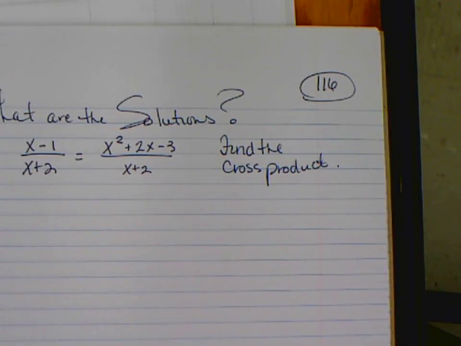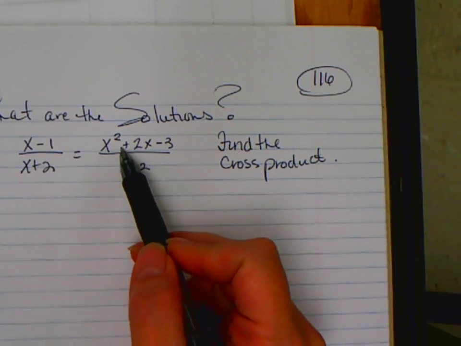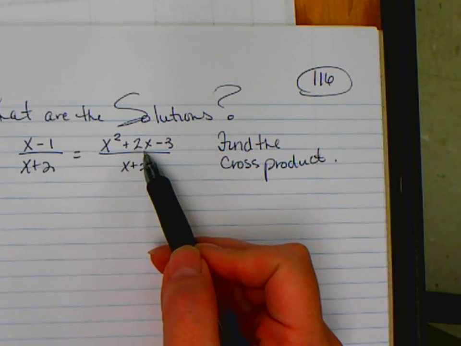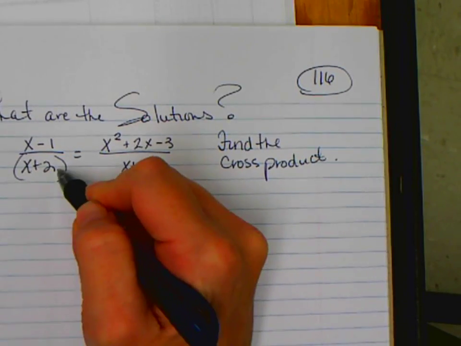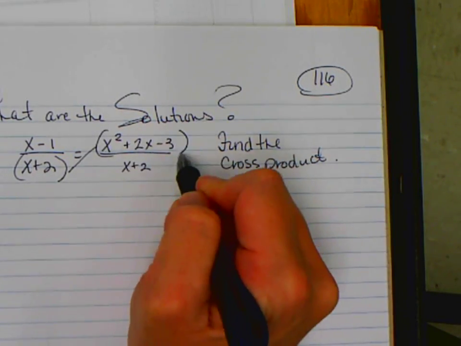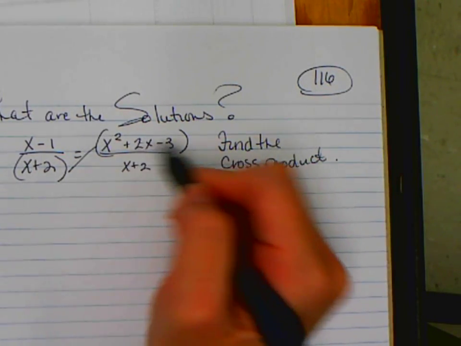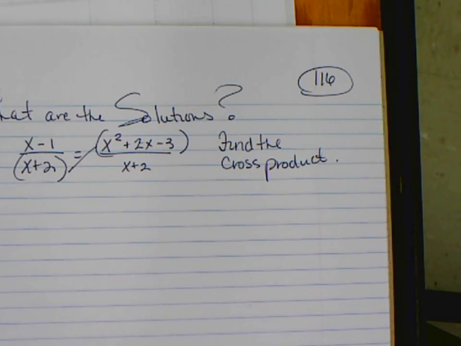Now, if I'm going to use this method, I probably would not factor that numerator. Because when I do the cross product, I'm going to multiply x plus 2 times x squared plus 2x minus 3. If I factor that out, I'm going to have a whole lot more distributing going on than if I don't factor it out. Okay? You can, but you're just creating more work for yourself.